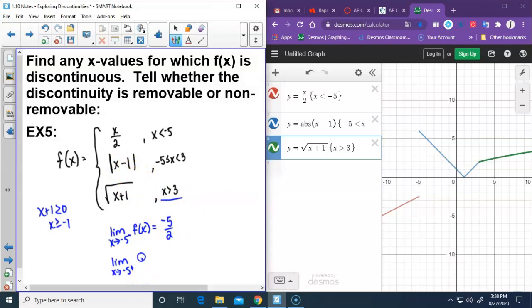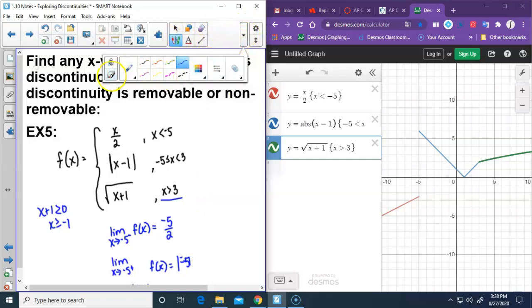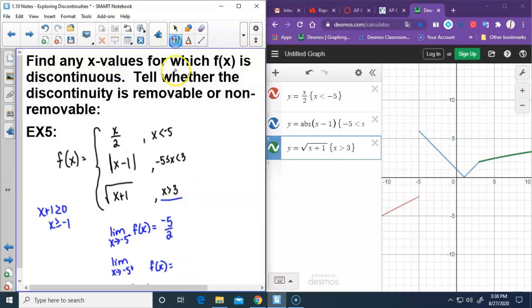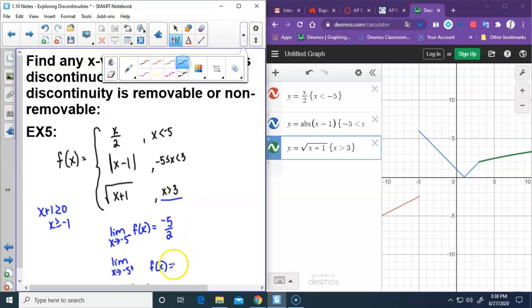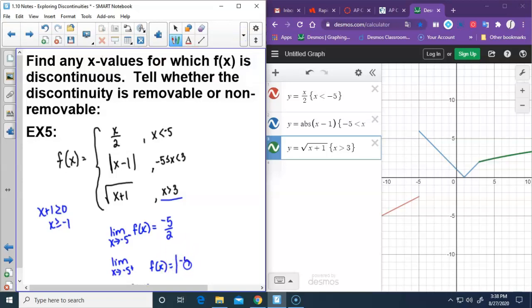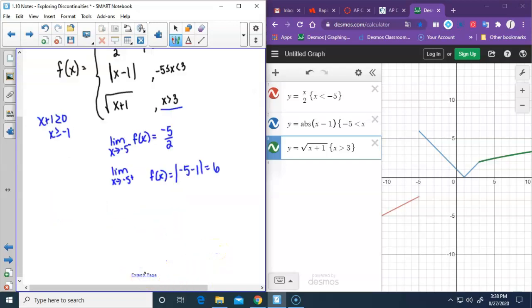If I plug in negative 5 to that function, then I'm going to get absolute value of negative 5 minus 1. Sorry guys. Okay. Absolute value of negative 5 minus 1, which is absolute value of negative 6, which is going to give us positive 6. These two right here do not match. Therefore, we're going to have a jump, which is a non-removable discontinuity, at x equals negative 5.